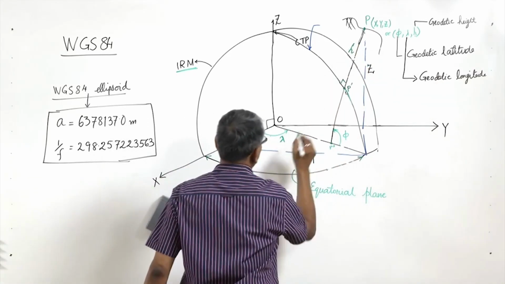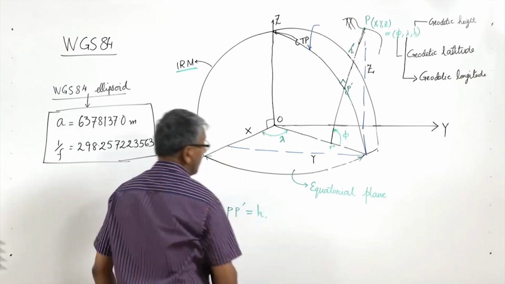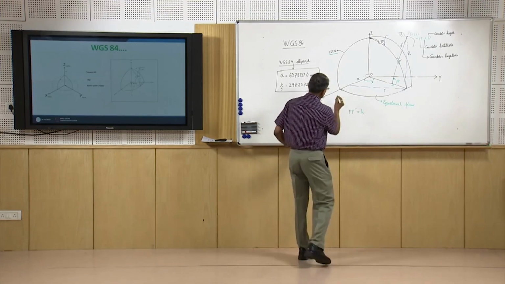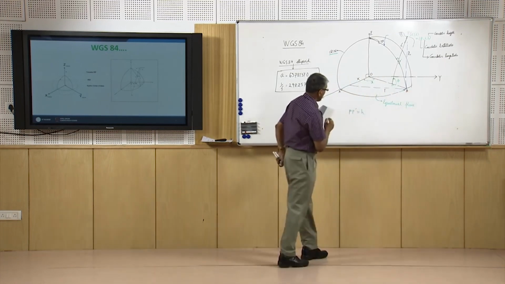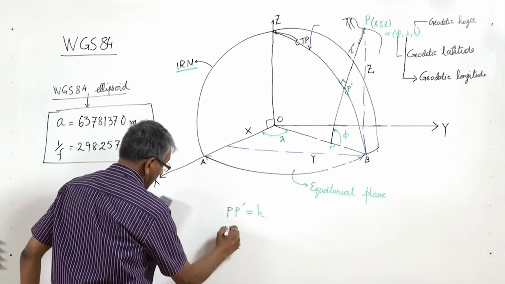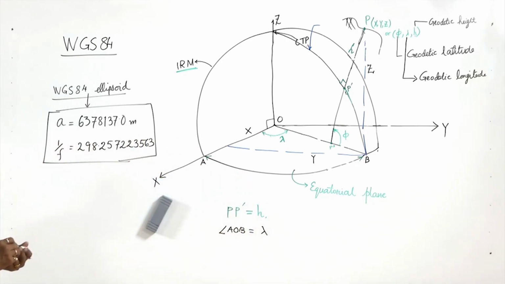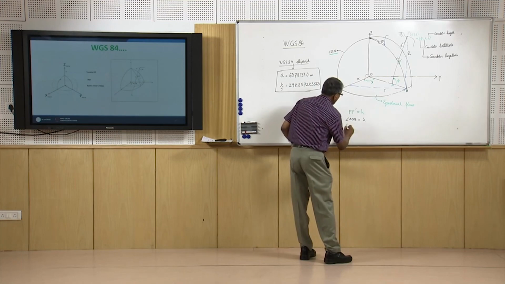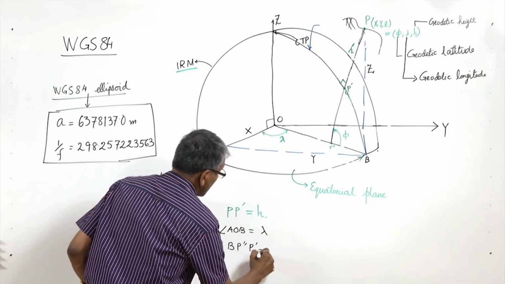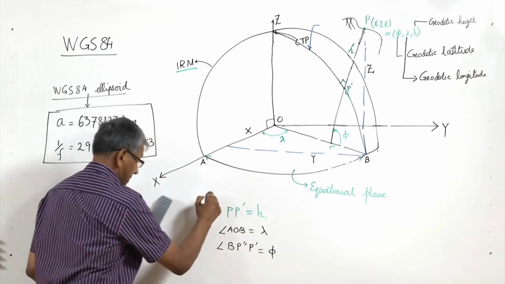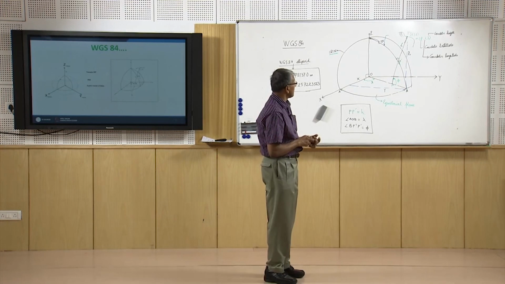So P P dash is equal to small h. If I call these points A and B, then angle AOB is the geodetic longitude, and the angle at P dash is the latitude. So this is the geodetic location of the point P.